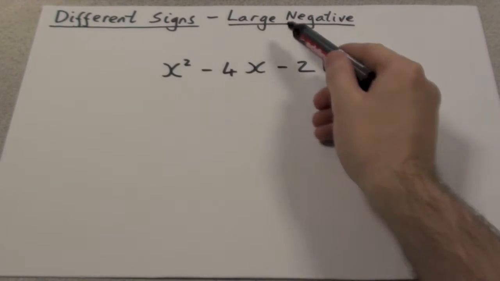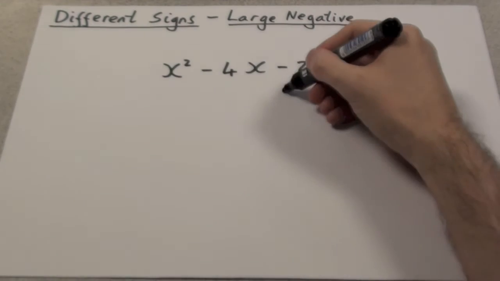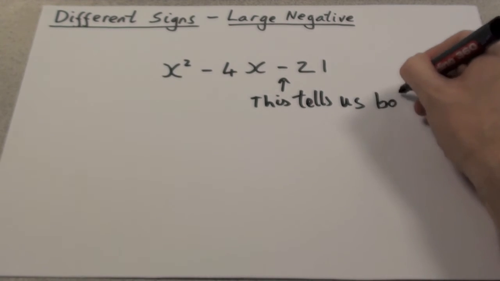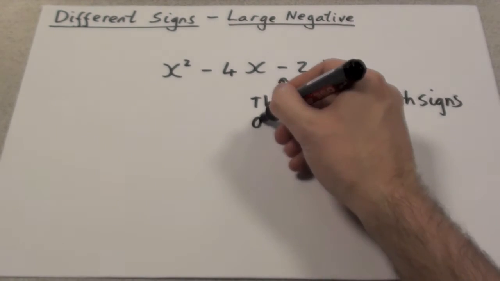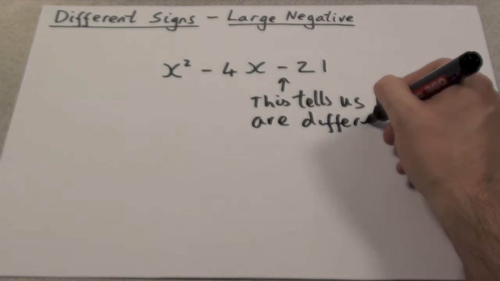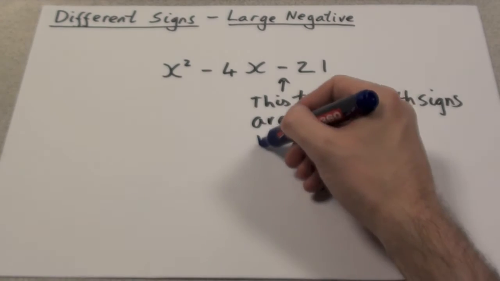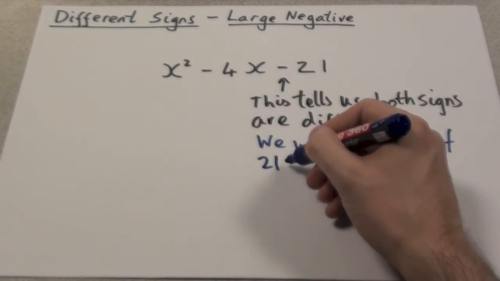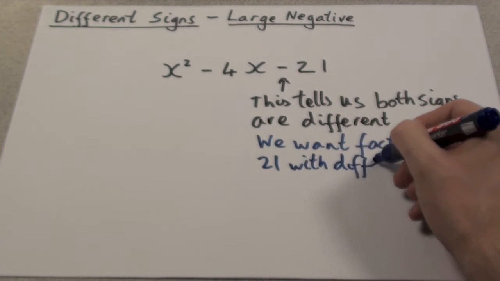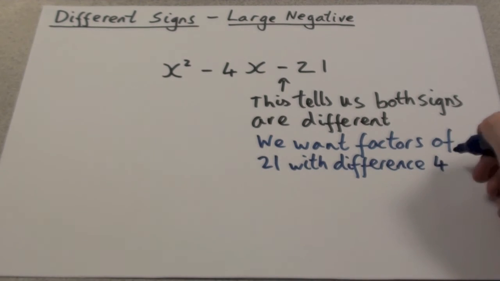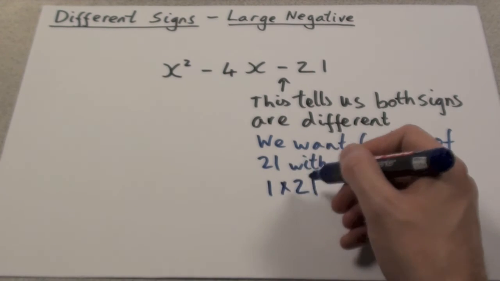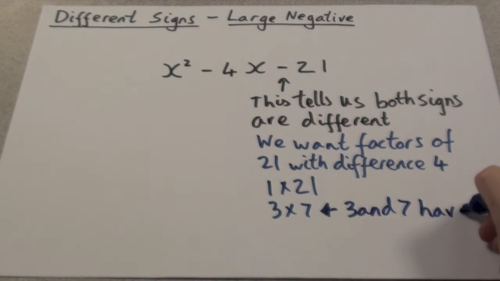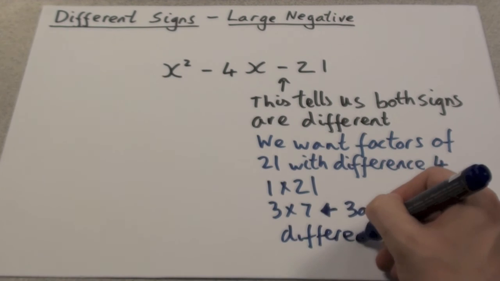We're now going to look at different signs with what I call a large negative. The last sign is a minus, so this tells us that we're going to be looking at different signs, with a plus and a minus in our brackets. We're also going to be looking at factors of 21 with a difference. The minus again tells us it's going to be a difference of 4, the middle number, which is 1 times 21, 3 times 7, and we stop here because 3 times 7 have a difference of 4.